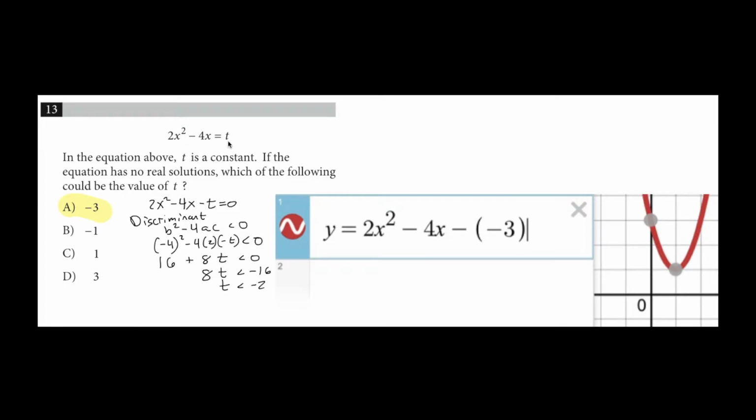So if you were to plug negative 3 back in, you could do the quadratic formula on this if you wanted to, you'd get imaginary numbers. But you don't have to. You just need to jump right to the answer, and there it is.